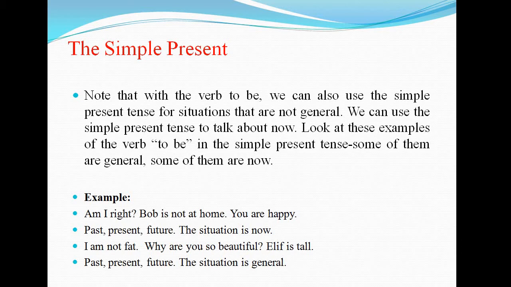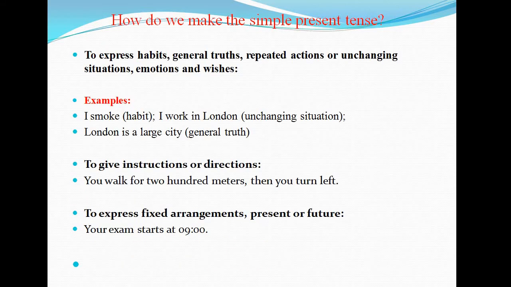Look, Bob is not at home. The situation is now. You are happy. I'm not fat. Why are you so beautiful? Elif is tall. Past, present, future. The situation is general. These are called general situations. I mean, why you're so beautiful, why you're tall, why you're fat. So these are called general situations. How to make the simple present tense?